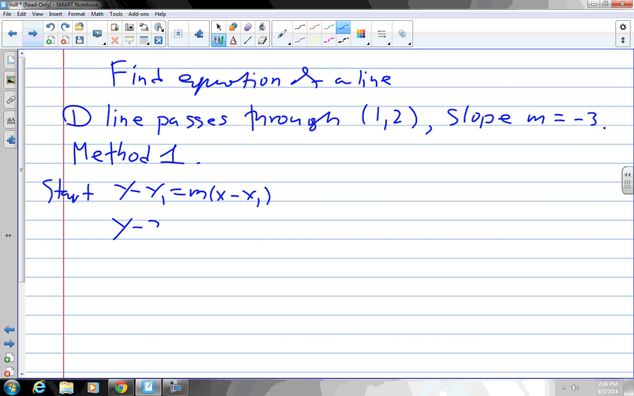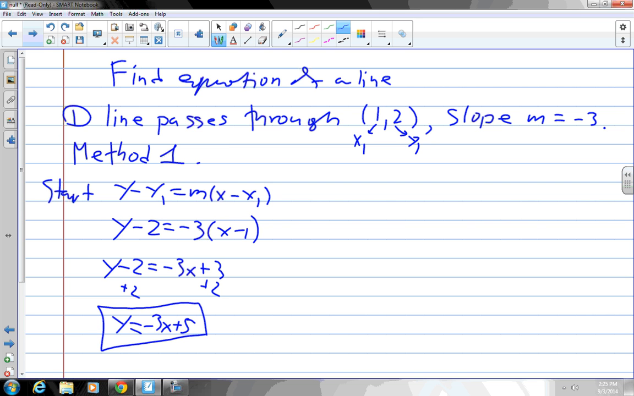So this is y minus 2 equals -3 times (x minus 1). See what I did? I used 2 as y1, I used 1 as x1, and -3 as m. And now I'm just going to simplify this. I'm going to distribute -3, and finally add 2 to both sides, so y equals -3x plus 5. Is that okay?